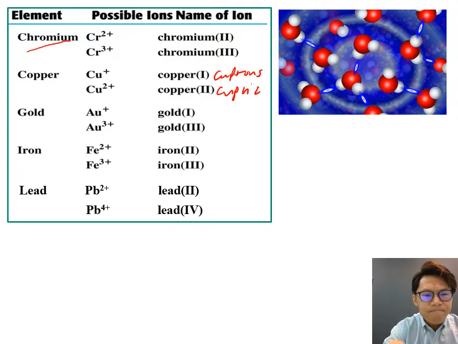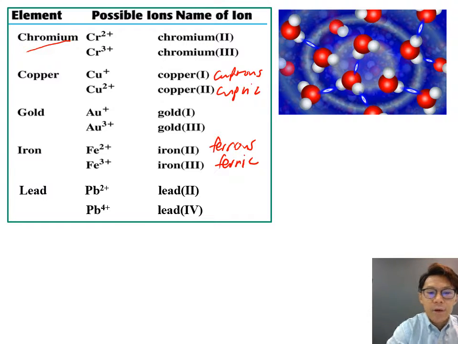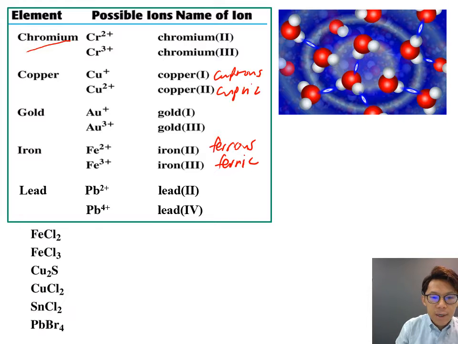Okay, gold. Gold is Au, so we have gold 1, gold 3. Iron, we have iron 2 and iron 3. We can use the same naming, like we can call it ferrous, and this one we can call it ferric. Alright, and then we'll move on. We have lead, lead 2 and lead 4. Right, and here we have some practice for you to try to test your understanding. We have 2 from iron, 2 from copper, 1 from tin, and 1 from lead.